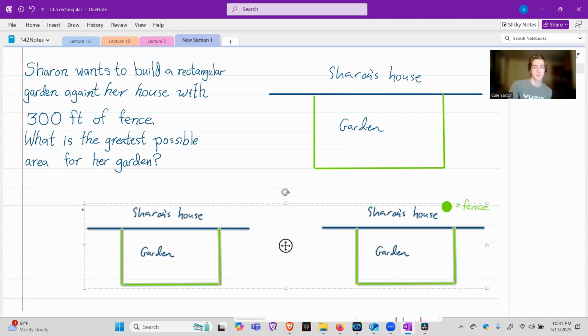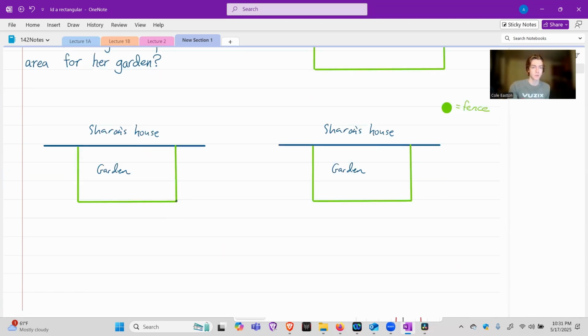So let's think about some possible situations here. Perhaps she wants to make this side 50 feet, which means that this side is also 50 feet since it's a rectangle. So overall, between those two sides, we used 100 feet. So we have 200 feet left of fence, and we can put that right here. And the area of this garden is 50 feet times 200 feet, which is 10,000 square feet, which we write like feet squared.